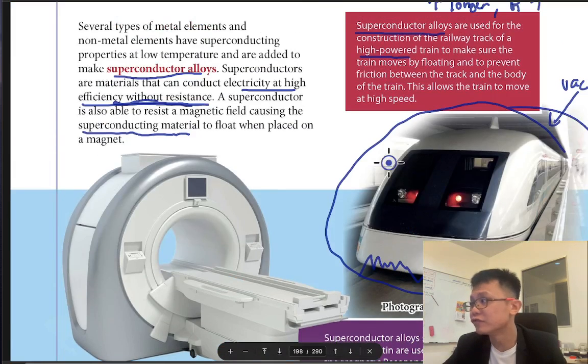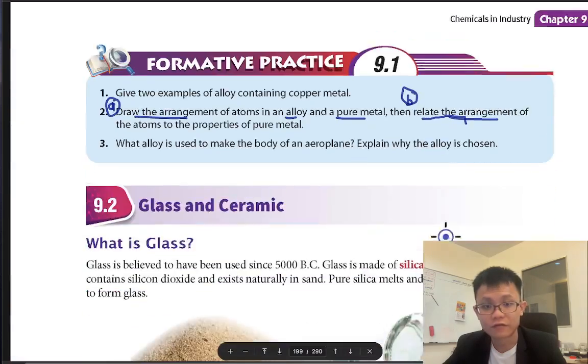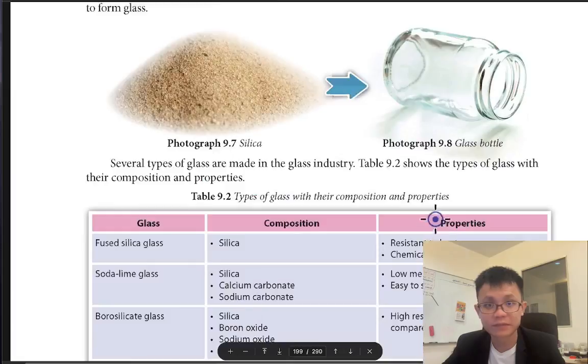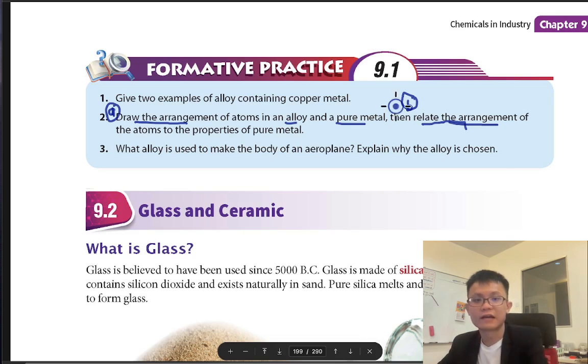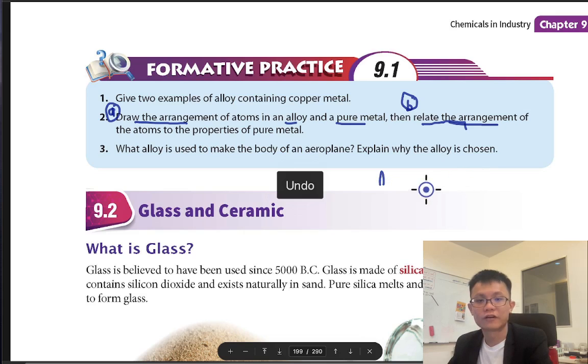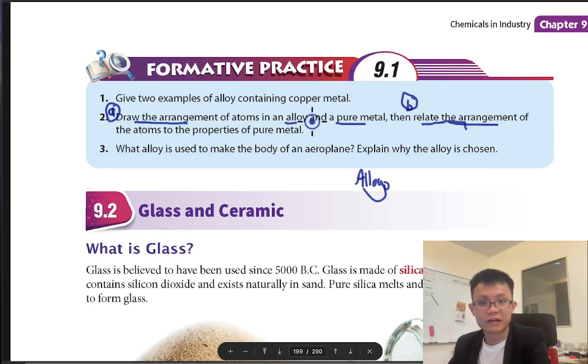So basically we need to draw very fast on it. So for atom, I have white space. So I draw it here. Maybe I put here atom. This one I put here, atom block. I put here, for example, alloy. I do the first question first, draw the alloy and pure metal. So this one I draw pure metal.